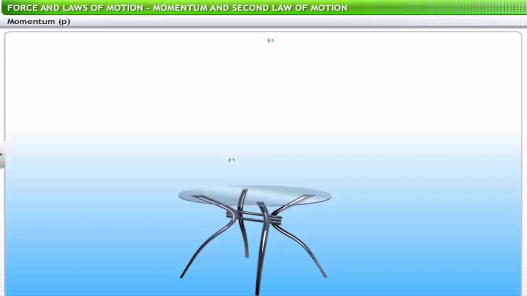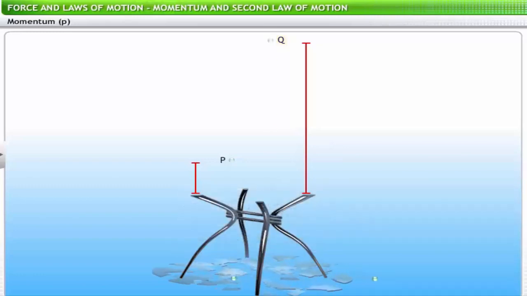Let's now look at another case where two identical marbles, say P and Q, are dropped onto a thin glass pane from different heights. First, we drop the marble P on a thin glass pane from a height of 1 meter. The marble P does not damage the glass pane. Now we drop another marble, Q, from a greater height. Wow! Dropped from a greater height, even this small marble has shattered the glass pane.